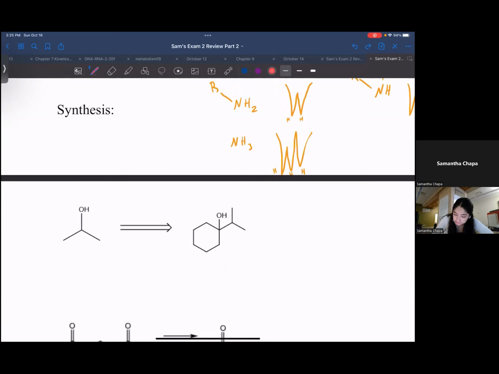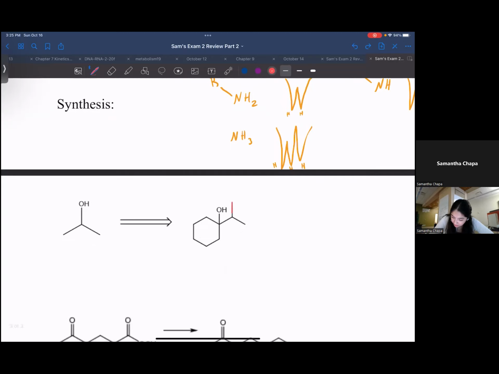Okay. So I think I would notice how this group right here is a lot like this right here. And so what I'm thinking is I want to add a carbon-carbon bond. So I'm probably going to use organometallics. So in some way, I'm going to use an organometallic. And then this OH is directly bonded to my cyclohexane. So then I'm thinking I'm going to use a ketone as well. I think that my ketone is going to be on my cyclohexane, right?